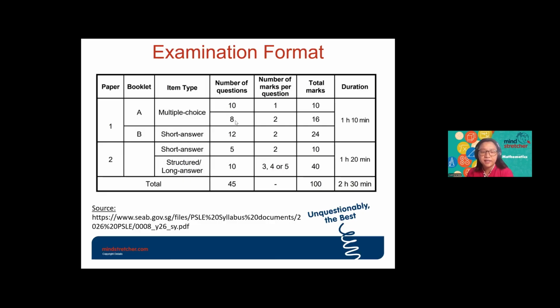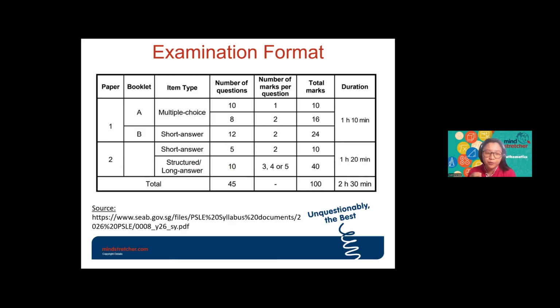And the next 8 MCQ questions will be 2 marks each. That means question 11 to question 18 will be 2 marks each. It's still MCQ, but maybe it requires you to think a little bit more. This will be the AO2 and AO3 type of question. So that's another 16 marks. Usually in these 8 questions, there will be some kind of context in it. You need to understand the information given.